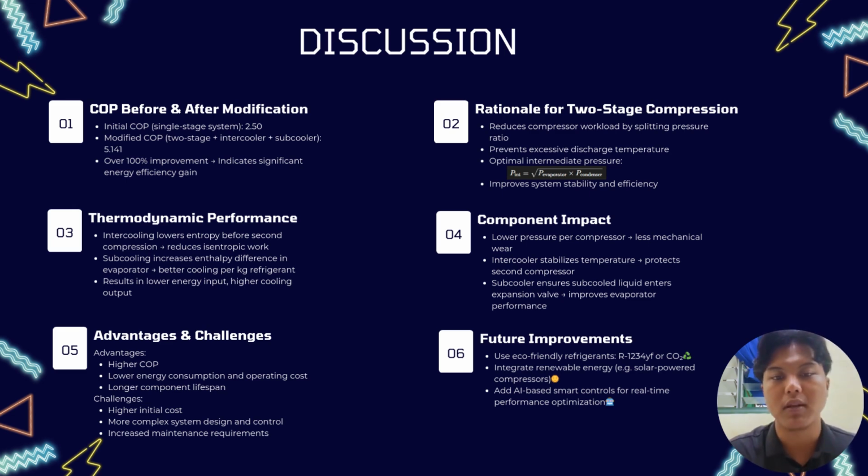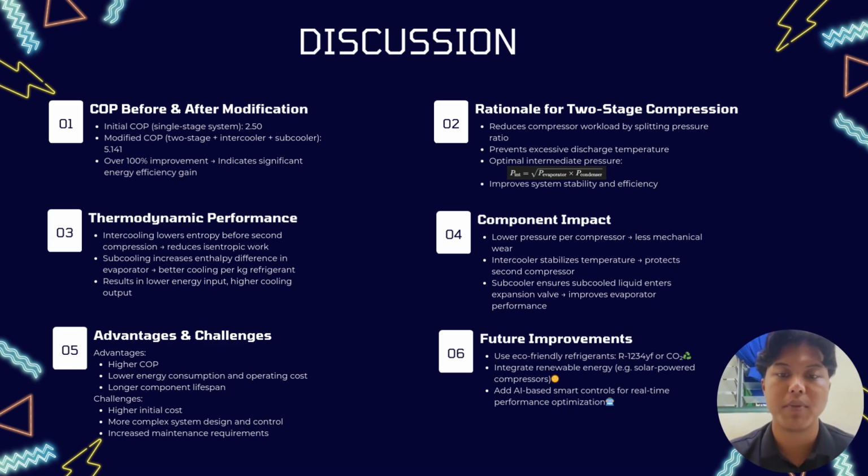Second, subcooling is applied after the condenser. It lowers the temperature of the refrigerant below its saturation point. This increases the enthalpy difference in the evaporator, allowing more heat to be absorbed per kilogram of refrigerant. In other words, we get more cooling effect without increasing the mass flow rate. Together, these two processes significantly raise the system's overall efficiency.